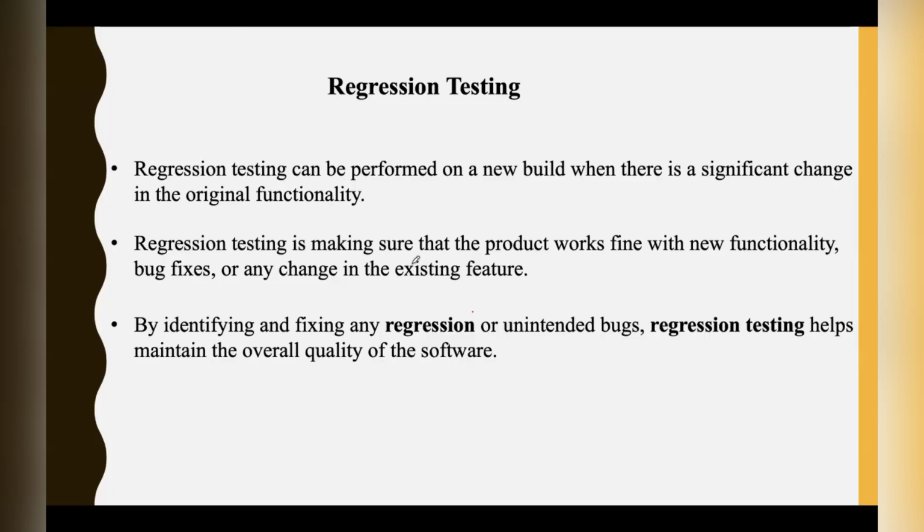Regression testing can be performed on a new build. Regression testing involves rerunning previous tests on a software application after changes, like bug fixes, enhancements, or any updates, to ensure that the existing functionalities remain unaffected by the modifications. So it ensures that the product works fine after making the modifications.